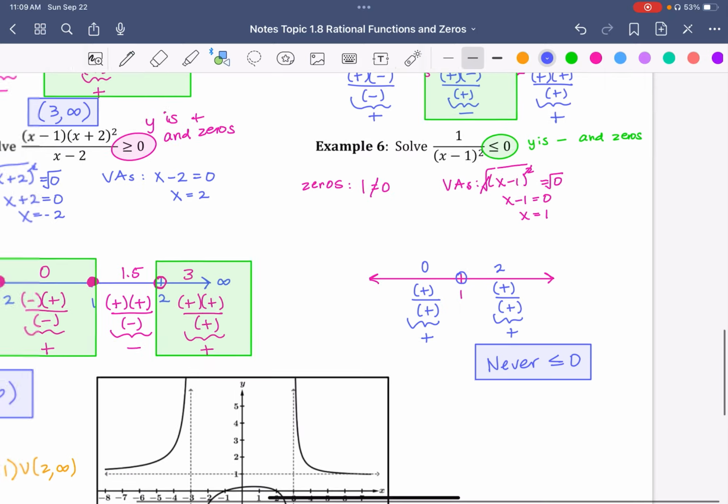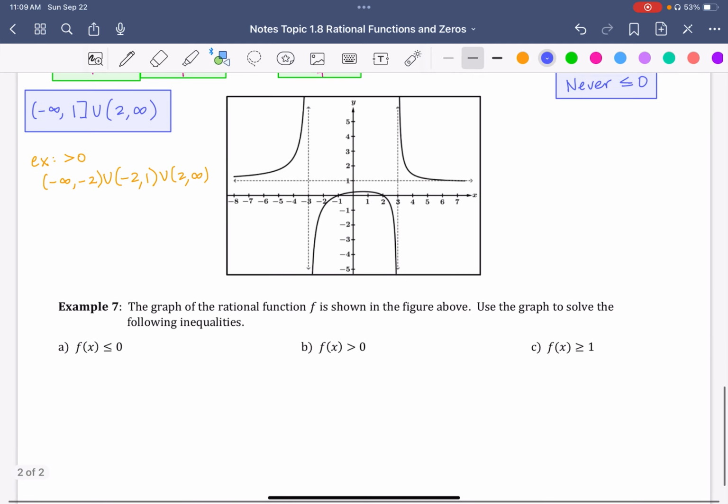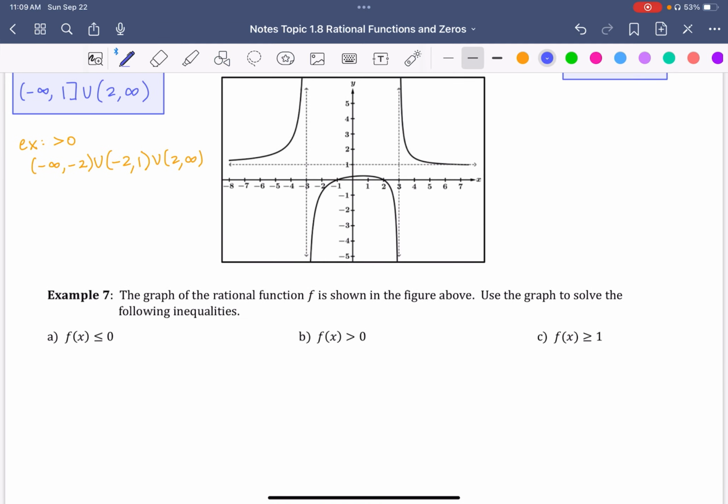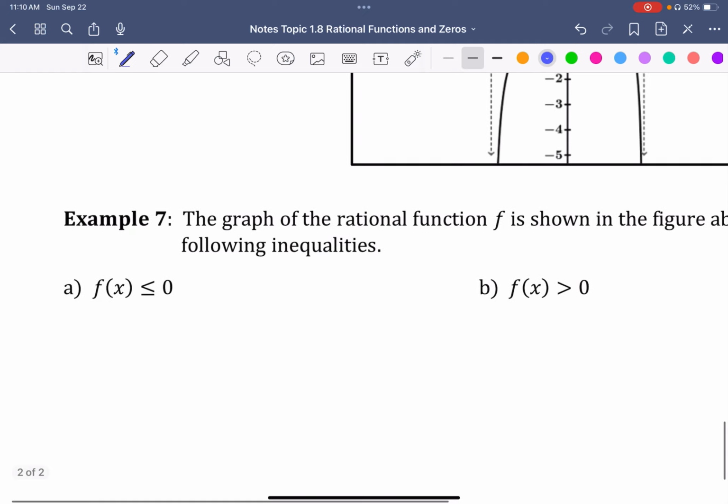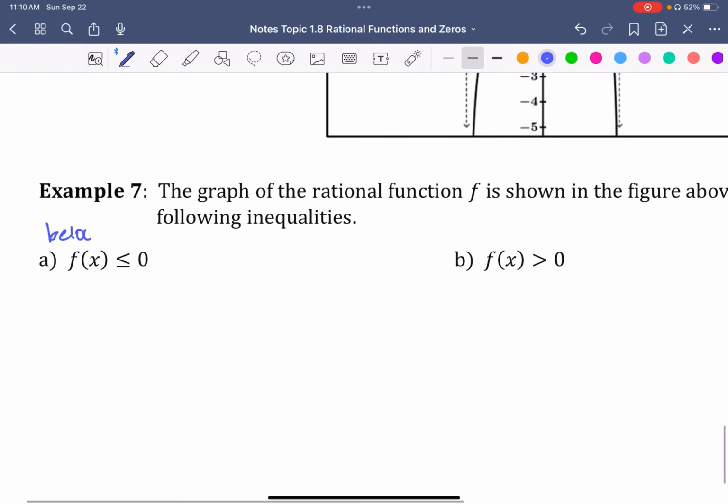Okay? So let's try some examples where we do inequalities when you're looking at a graph. Okay? Let's start with letter A. F of x is less than or equal to 0. I know that that just means that y is less than or equal to 0, so that means that it is below the x. Hold on, let me erase this. It is below or on the x-axis.